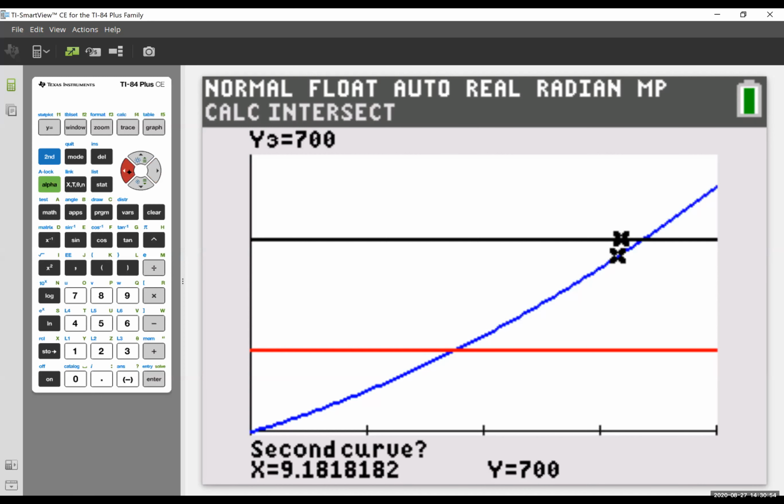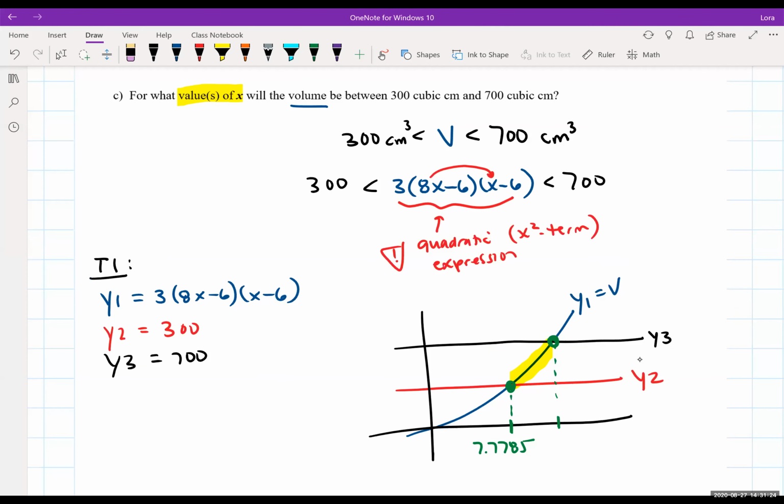So we want the intersection of the volume and 700 cubic centimeters. It looks like the 2 cursors are where we want them to be. We're going to press enter and make it guess. And right now we also have 9.3797, so 9.3798 if we're rounding to 4 decimal places. So let's go back and record our findings. So I should be looking at 9.3798.